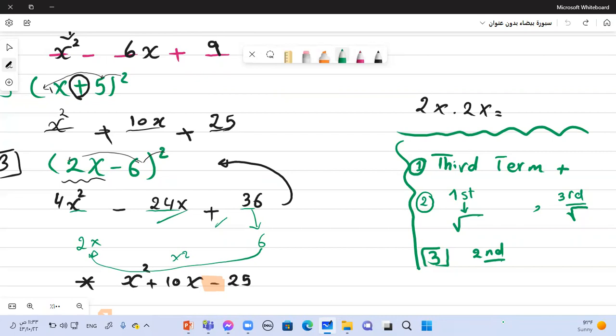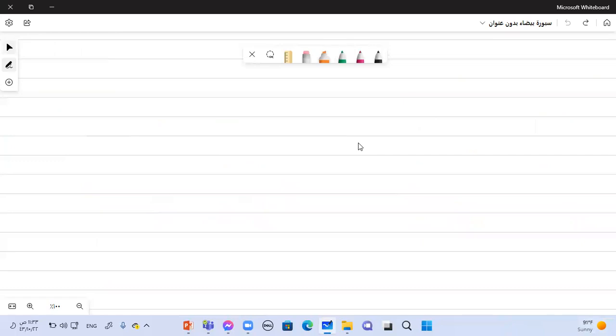Let's start the new one. I will write some expressions and you try to tell me whether it is perfect, yes or no. If we write here x squared, this quadratic, minus 10x plus 25. I want to check whether this expression is perfect. Yes or no? Let's check.